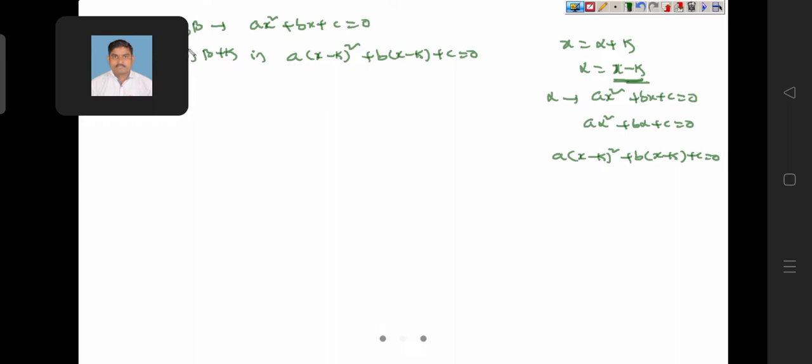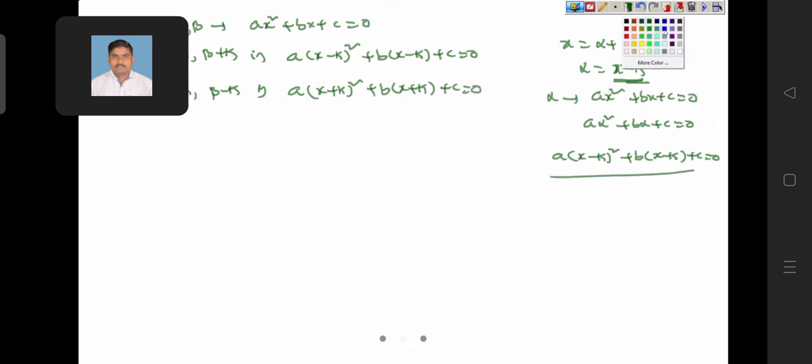Suppose find the quadratic equation whose roots are alpha minus k comma beta minus k. Then what will you get? a into (x plus k) whole square plus b into (x plus k) plus c is equal to 0. Sir, how do you get this one? Let us simplify. Let us try to do this one.